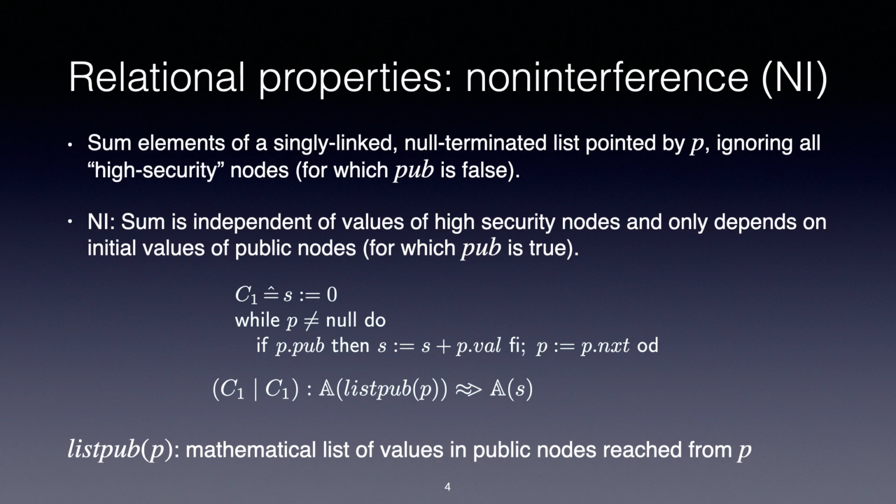And so noninterference basically says in two runs of C1, if initial values of the public nodes agree, then the sum agrees. That's what's represented by this relational formula, C1 paired with C1 itself, has the relational spec, where the precondition is agreement on list pub P, and the postcondition is agreement on S. And list pub P here is a function that talks about the mathematical list of values in public nodes reached from P.